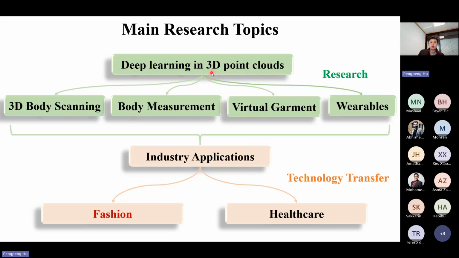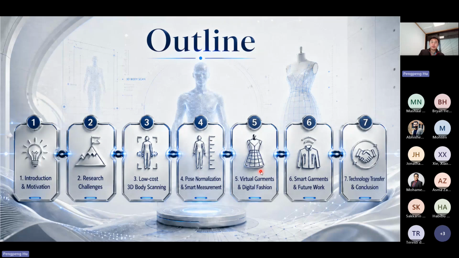Based on this technology, we do applications for three-dimensional body scanning, body measurement, virtual garments, and wearable technology. We're also interested in transferring our research to products. We have some successful examples of technology transfer. Currently we work on fashion and healthcare. This is the abstract of today's talk. I'm going to introduce it in 7 parts.